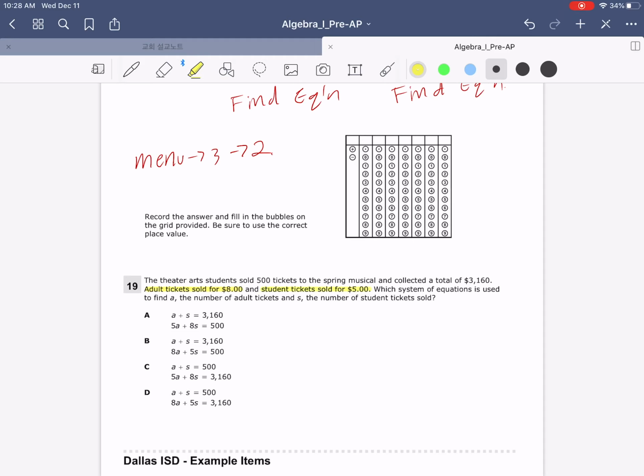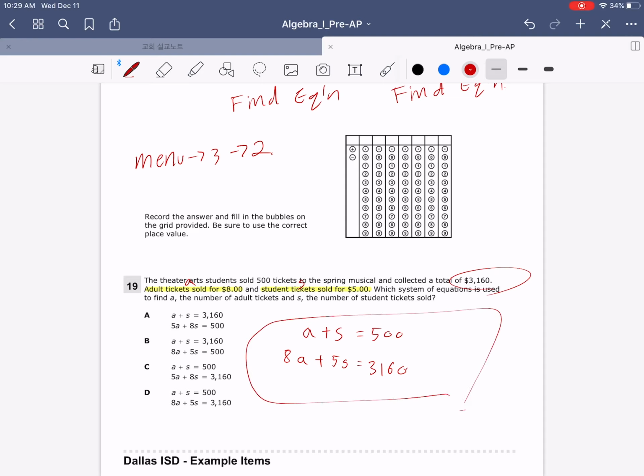Since the question is asking for A and S, let me put this one as A, let me put this one as an S, because adult and student. So we do not know how many adult ticket he sold, and we do not know how many students ticket he sold, but altogether he sold 500. Adult ticket cost $8, so 8A, plus students ticket is $5, so 5S, and he made this much money, $3,160. So if you actually put this one into the calculator, it's gonna be C, right?